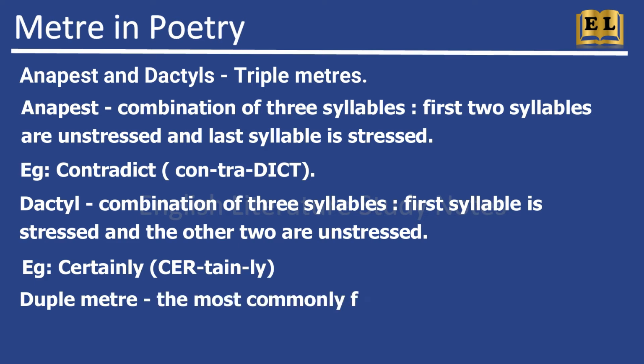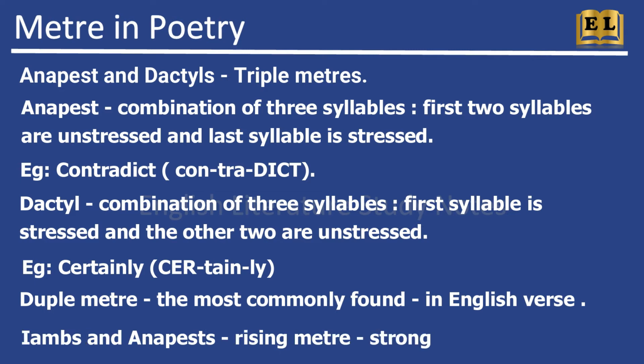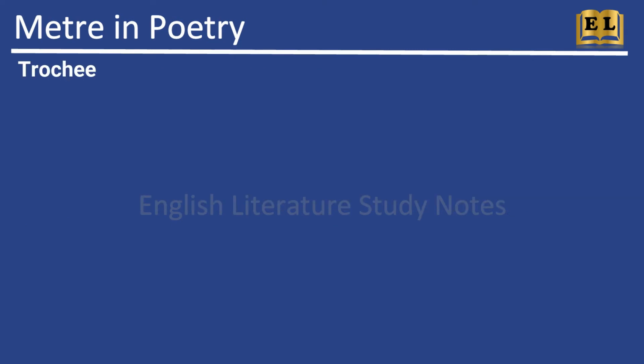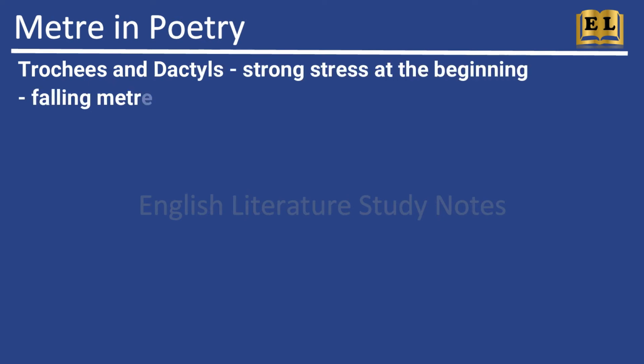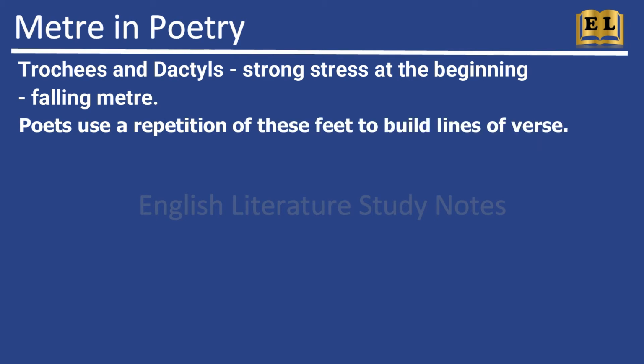Duple meter is the meter most commonly found in English verse. Iambs and anapests are called rising meter since the strong stress is at the end. Trochees and dactyls, with the strong stress at the beginning, are called falling meter. Poets use a repetition of these feet to build lines of verse.